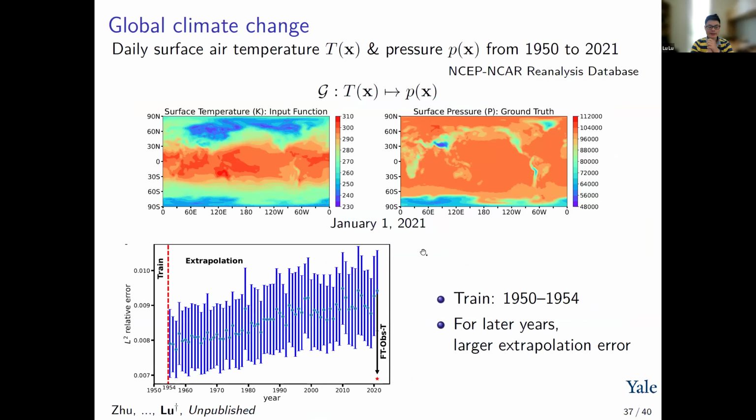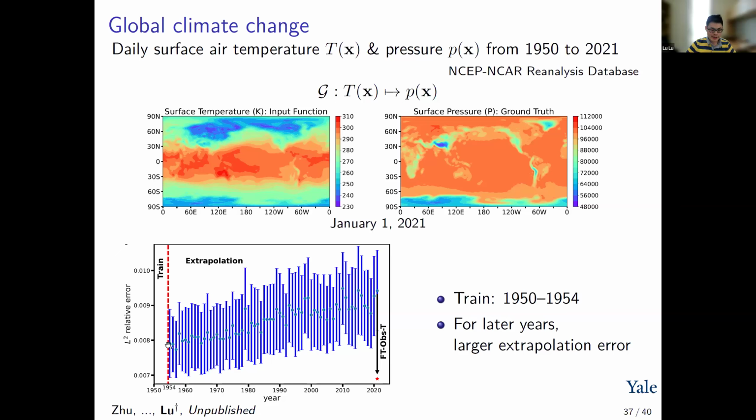But let's look at the example. So this is a data set of many different pairs of the daily surface temperature T and pressure P, as shown in the plot here. So this is the temperature and the pressure on the date of January 1st, 2021. And we have a data set from 1950 to 2021, so for 70 years. Then we try to train a network to predict the pressure from the temperature. However, we only train my network using the data set in the first 5 years. Then we test for later years.